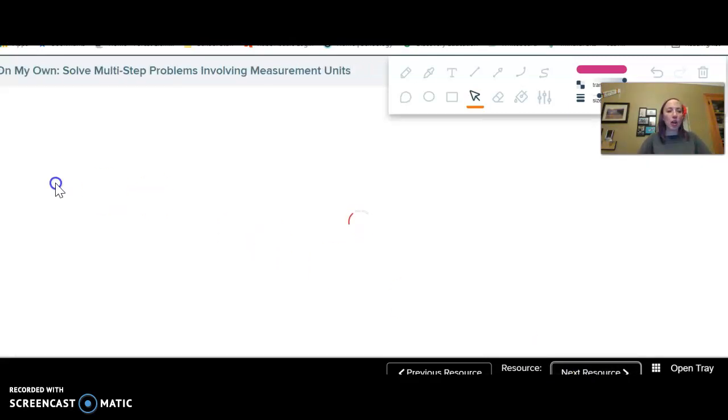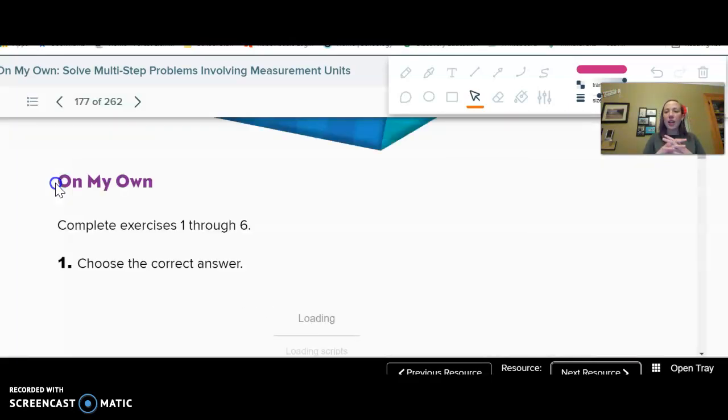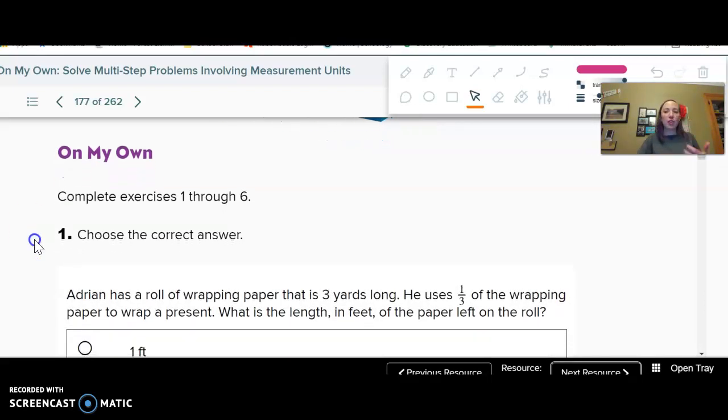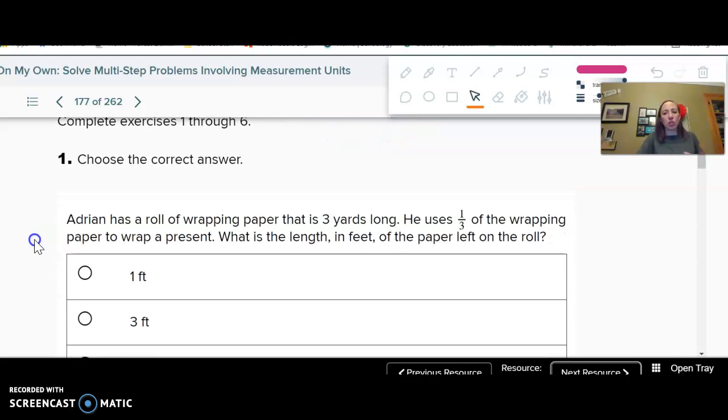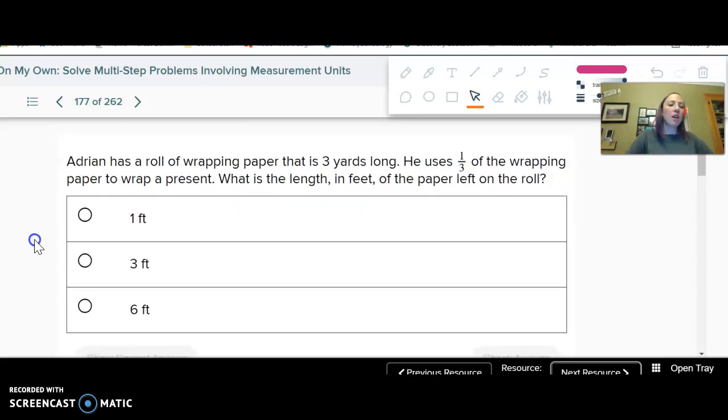So I'm going to have you try, but if you look at the problem, give it a try, and are confused, just click and have me explain it. Like, don't spend forever trying these if you're confused. Let me explain it, see if that helps. Then on your worksheet, you can get more help with it, okay? Remember, you can use a calculator. Adrian has a roll of wrapping paper that is 3 yards long. He uses 1/3 of the wrapping paper to wrap a present. What is the length in feet of the paper left on the roll?